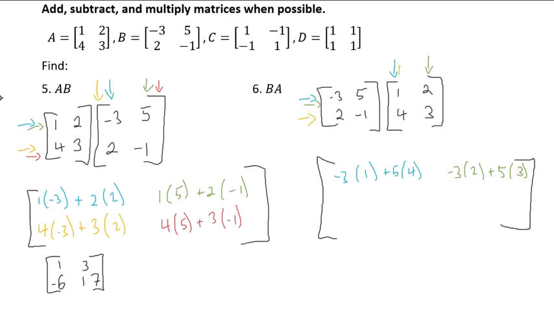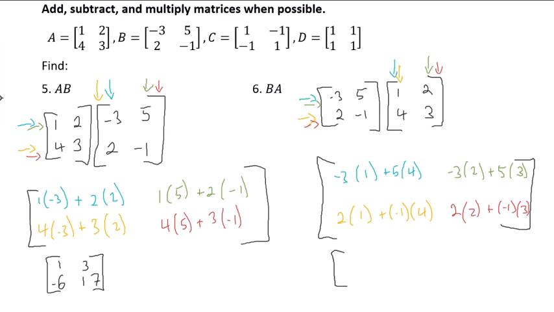Row 2 by column 1 gives you 2 times 1 plus a -1 times 4. And then row 2, column 2 would give you 2 times 2 plus a -1 times 3. And then we have to simplify that.